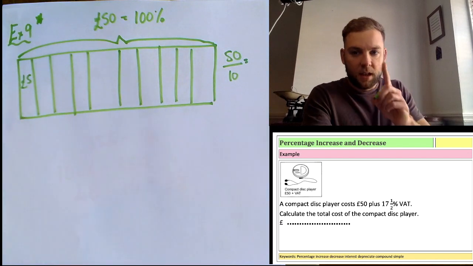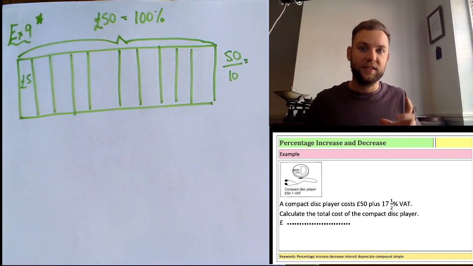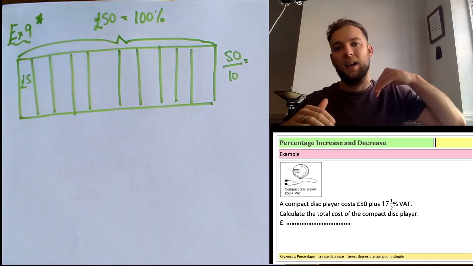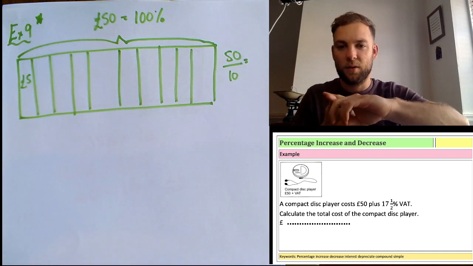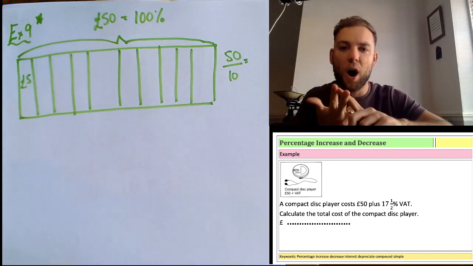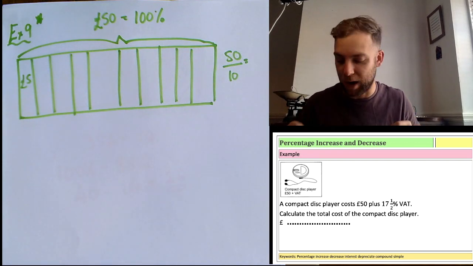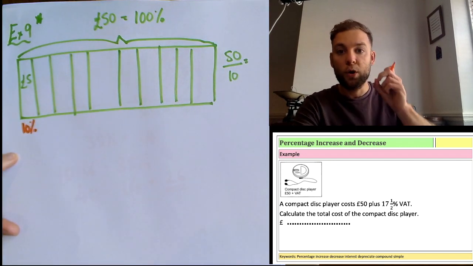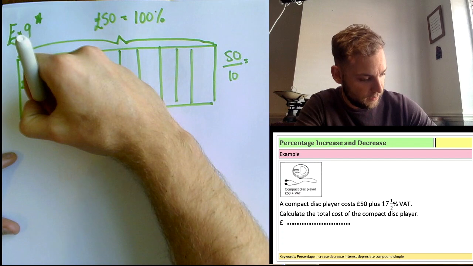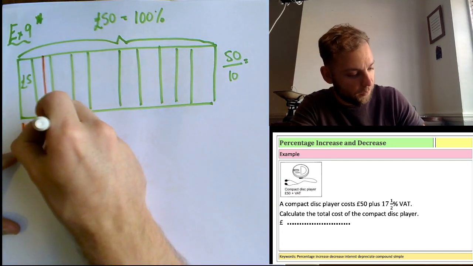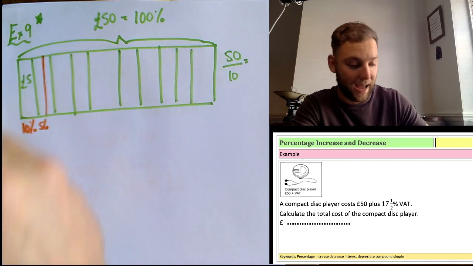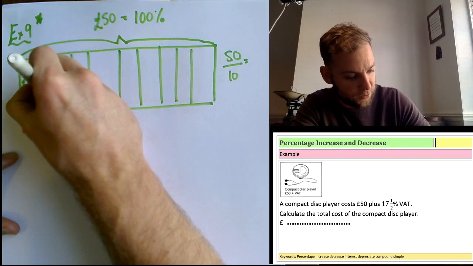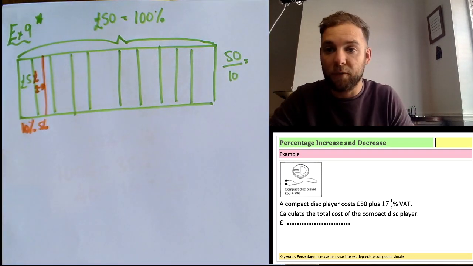Now, the trick with this, and the reason this 17.5% comes up so much, is because a lot of people think about finding 10%, then 1%, then 0.5%, and all of those. But actually, there's a much simpler way of doing this. We know we've got the 10% here, like so. We also want a 5%, which I can find by halving one of these. We've done that before. So half of £5 is £2.50. So half of one of those is £2.50.